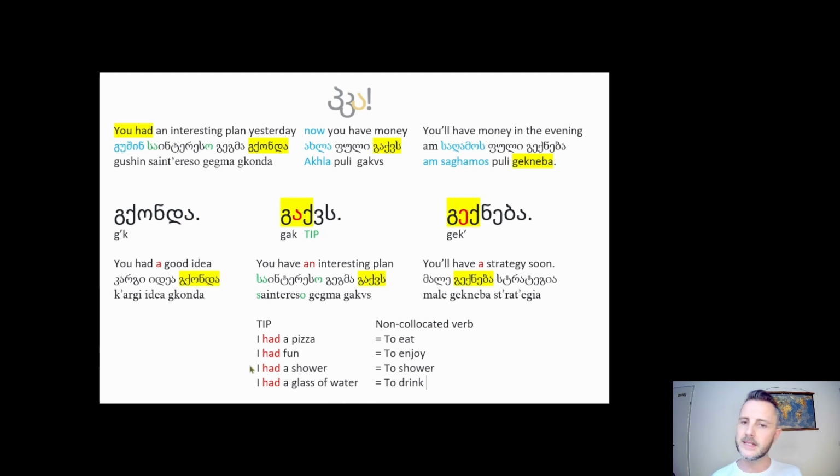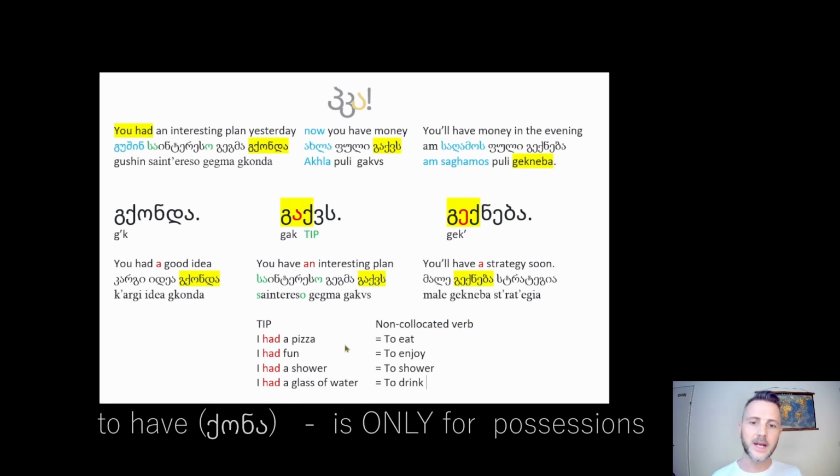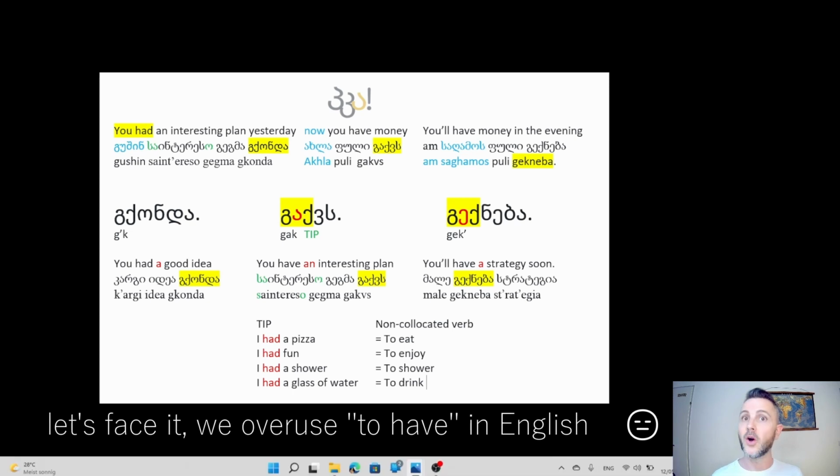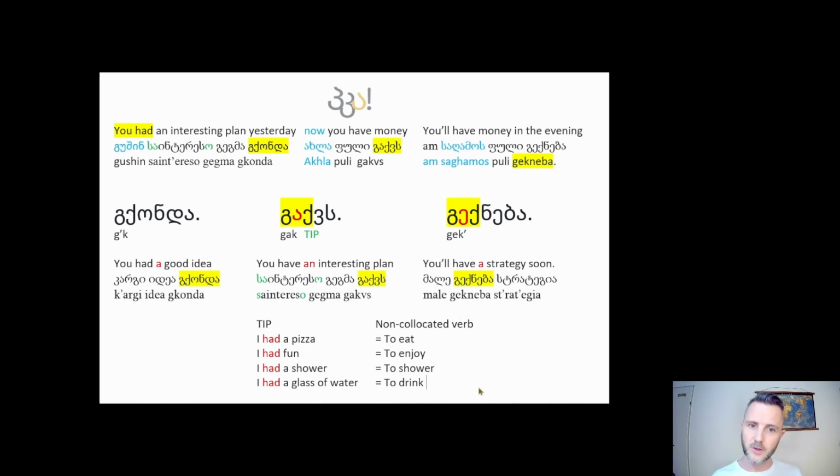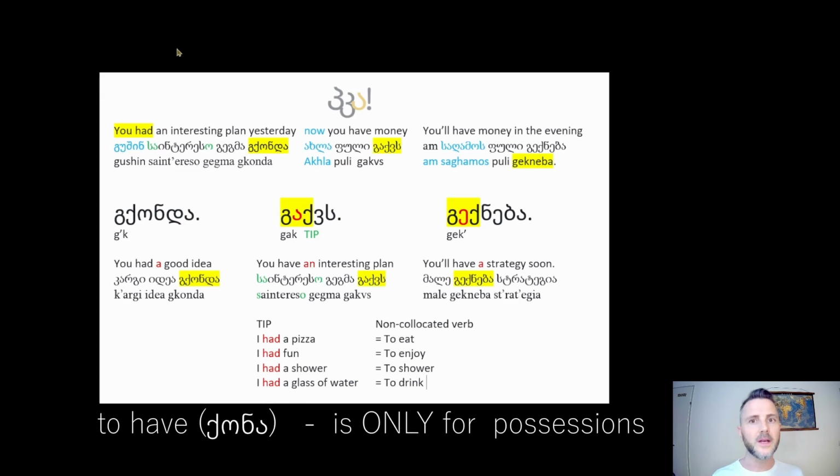And if I had a glass of water, I drank it. Our natural tendency in English to use non-collocated verbs to speak and use "have" in such high frequency is a barrier. And on the flip side, many Georgians avoid overusing "have" because they will necessarily use separate verbs for all of these examples. So just pay attention at this easy level that there is no equivalent for these. You have to change the verb entirely.